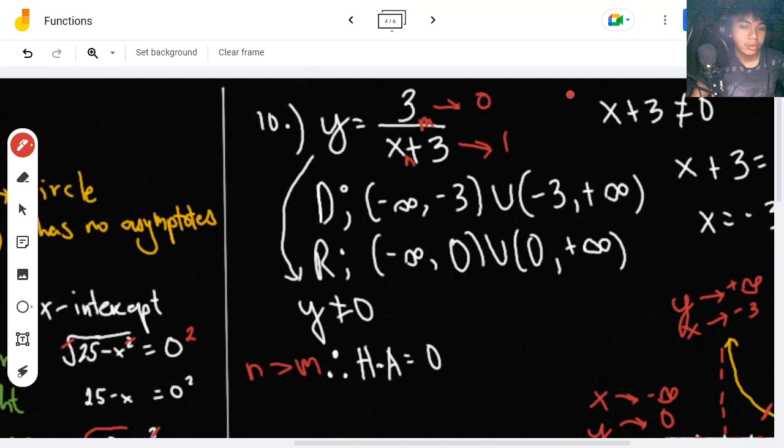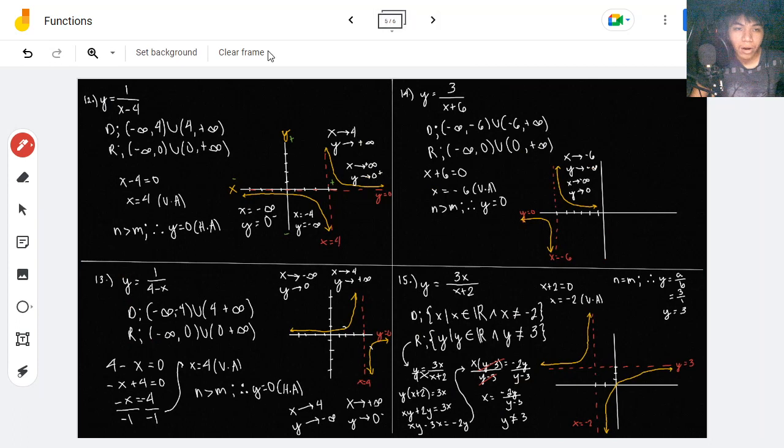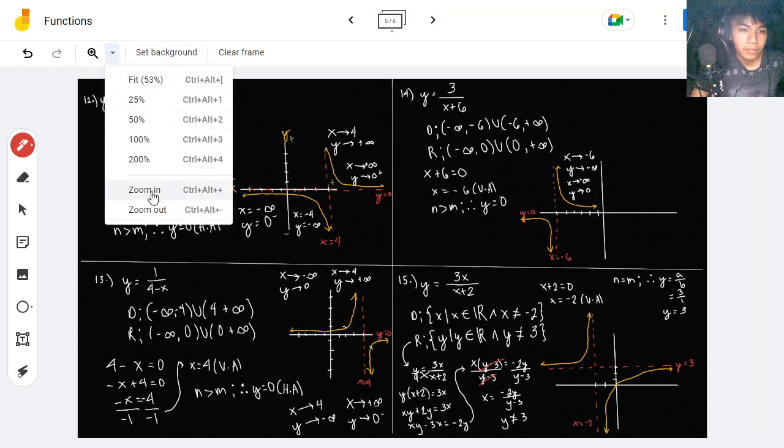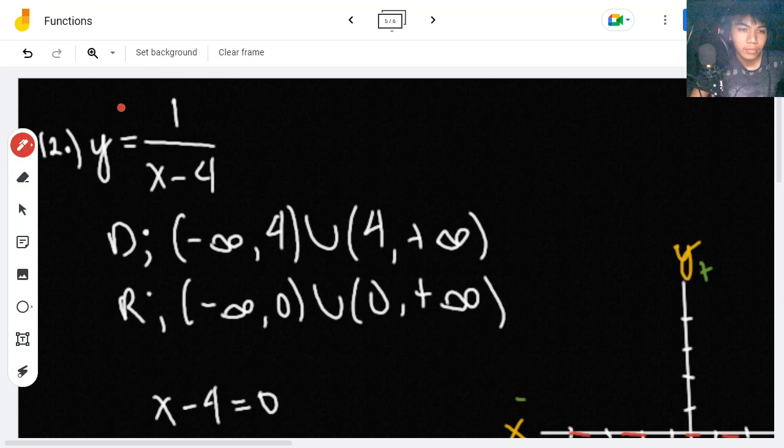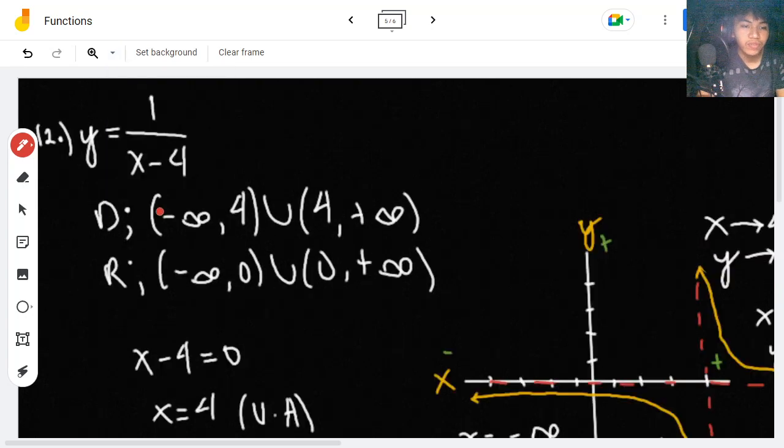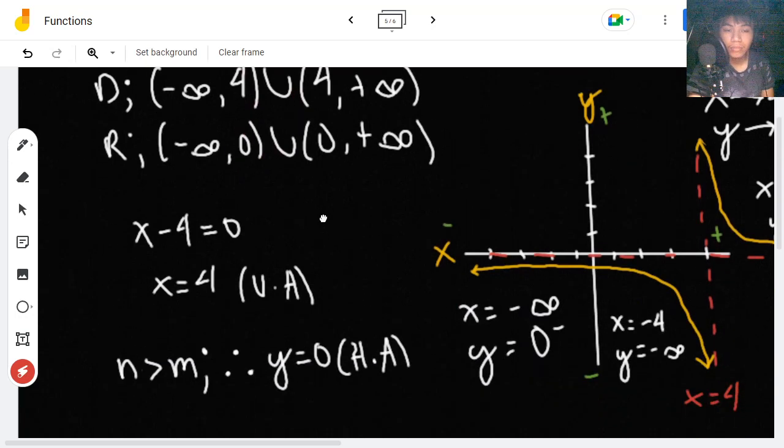Some more problems here. All right. Now we have this function y equals 1 over x minus 4. So for the domain, x cannot be 4, since it will result in the denominator being 0. Dividing by 0 is, again, undefined. And for the range, y cannot be 0, since it is a rational function.